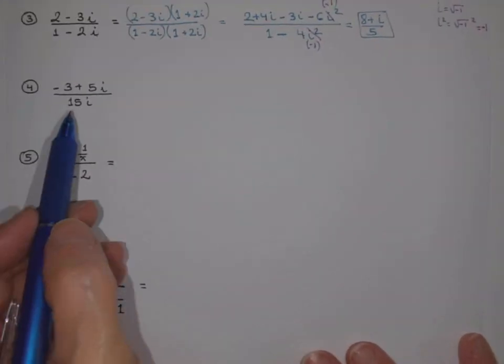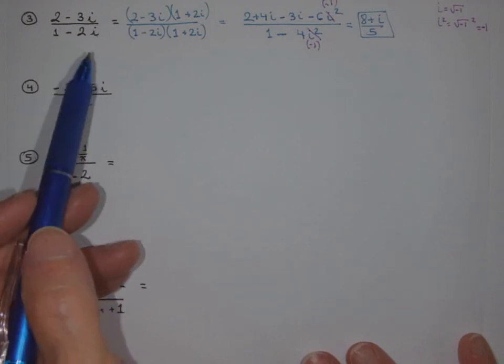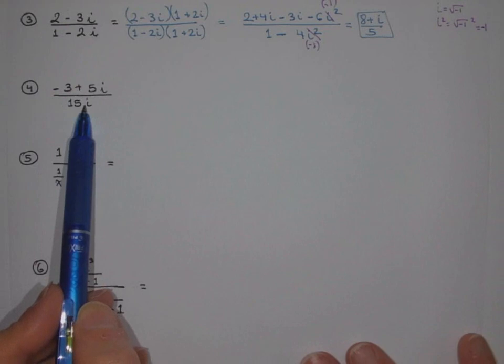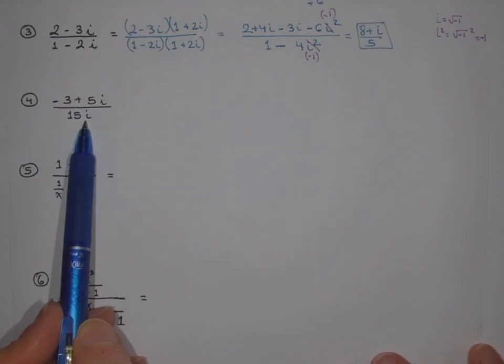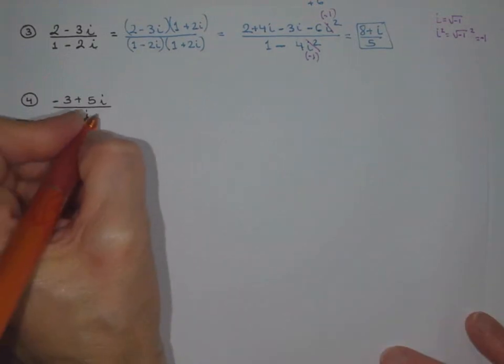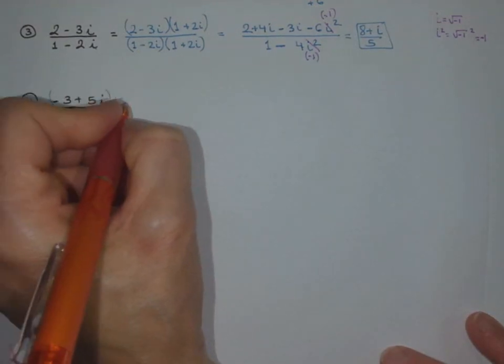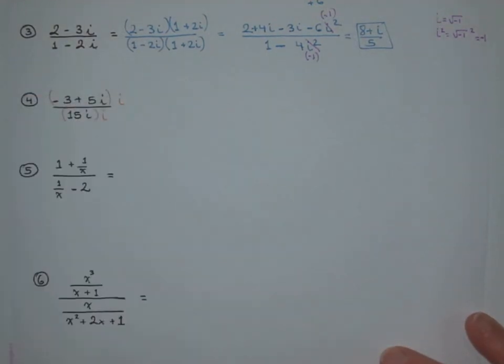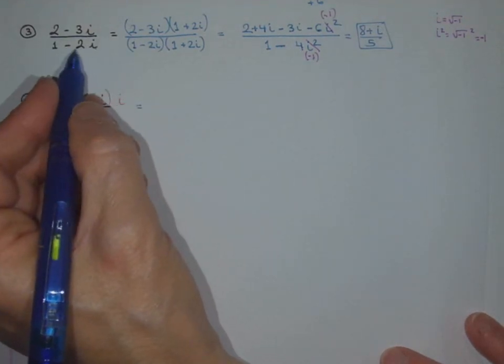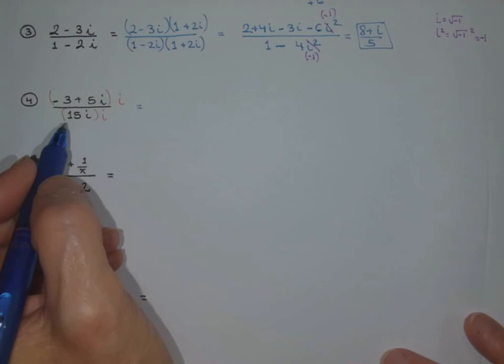Okay, so what do we do when we don't have a binomial? Like up here we had a binomial. Here it's just one term. Well, we can just go ahead and multiply by that i then, right? So I'm just going to go ahead and multiply top and bottom by that i. And that should do the trick, because we don't have a binomial. It's just one term at the bottom.